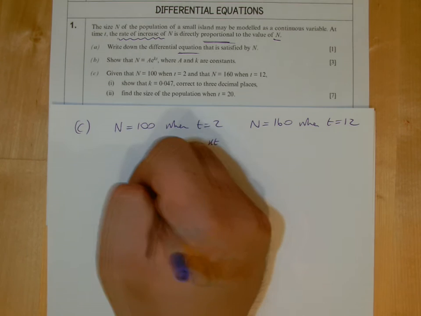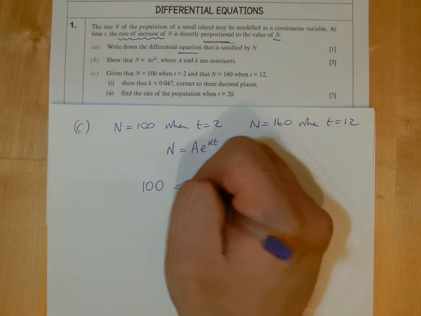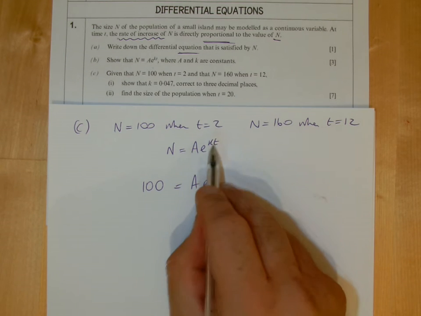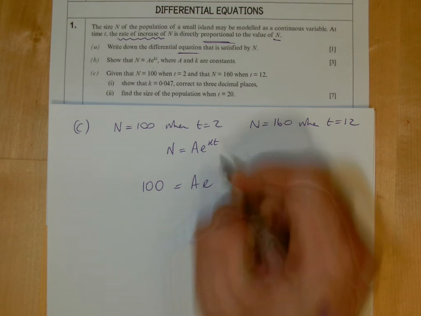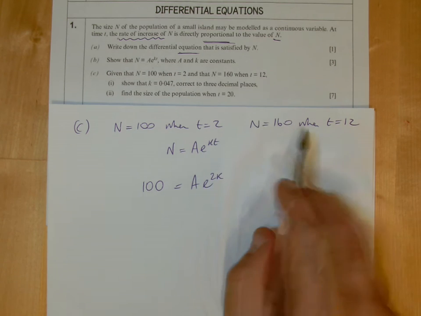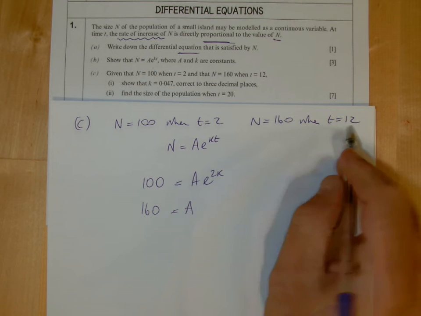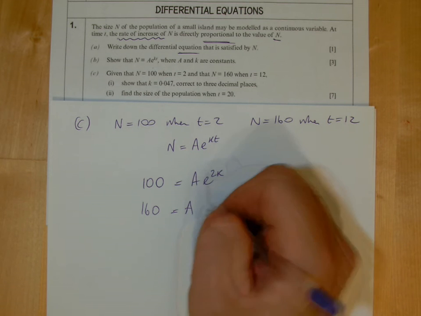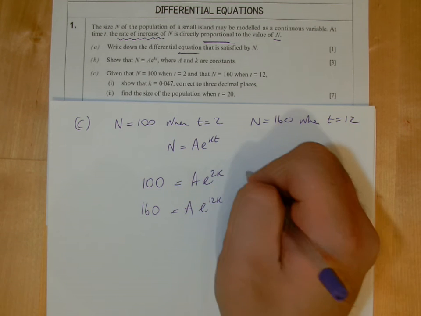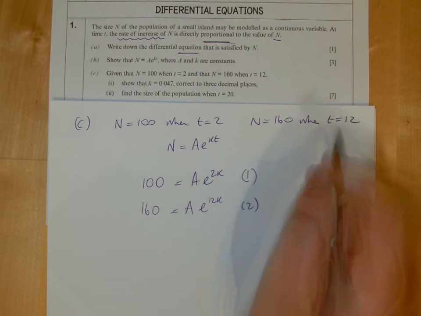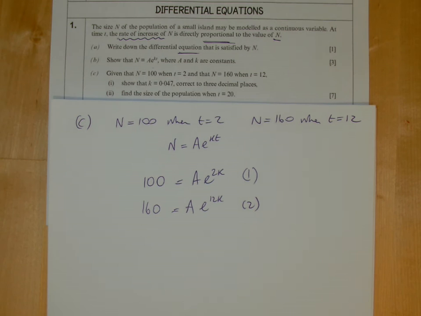So n is 100, t will be 2, so if I put 2 there, it'll be k times 2, which is 2k. And in the other situation, n is 160, so put 160 in. When t is 12, that'll be 12k. So if I call these equations 1 and 2, I can now solve them simultaneously to work out k.